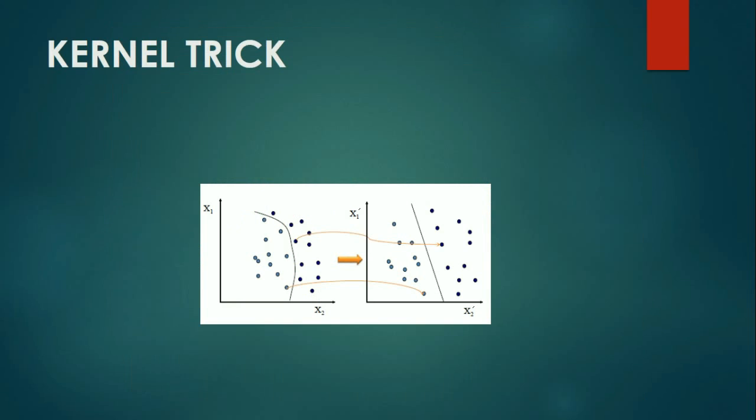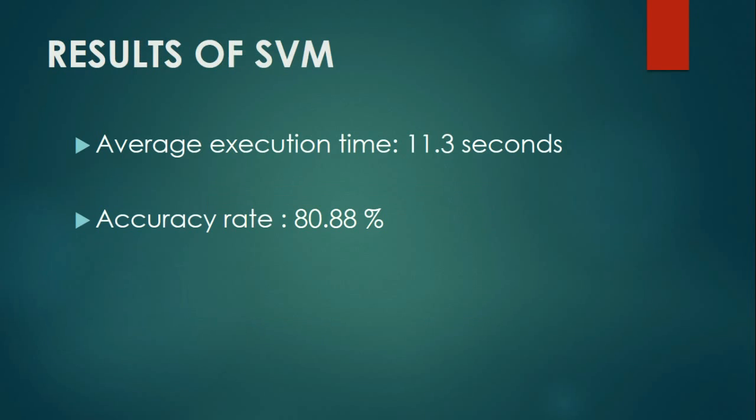The kernel trick, finally, as we see, we have to properly keep an optimal marginal distance between the two classes. That is the whole purpose. So the results of SVM show that the average execution time is 11.3 seconds, which is fast, and the accuracy rate is 80.88%. The average execution time being fast, it is still more than naive Bayes.